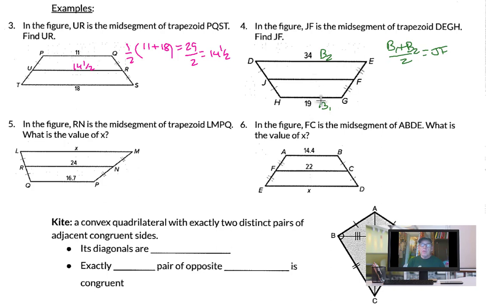So 19 and 34 is 53. 53 divided by 2 comes out to be 26 and a half. So JF equals 26 and a half. We do the same thing over here on this one. We could write UR equals 14 and a half.